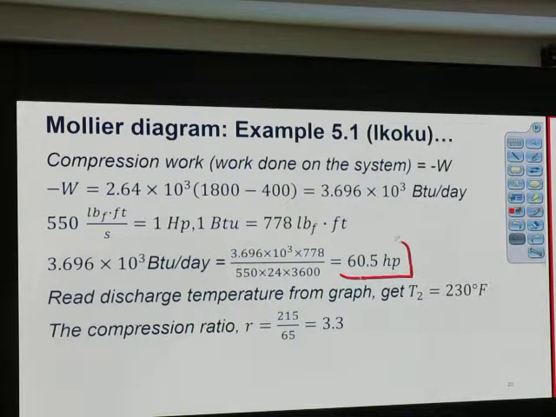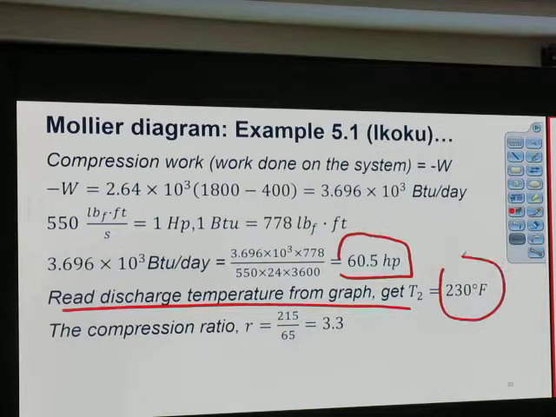Alright, this is theoretical horsepower. The temperature 230 is read from the graph. Compression ratio has two parts: total compression ratio or compression ratio per stage. For this case, we calculate total compression ratio. We use this chart, the last stage divided by the suction at the first stage. Then we get a compression ratio of 3.3.